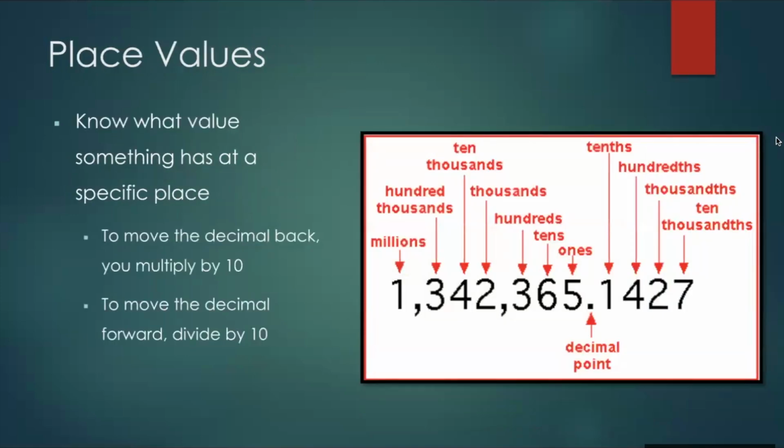Ready. Next is working with place values. You must know what value something has at a specific place. To move the decimal back, you multiply by 10. To move the decimal forward, you divide by 10.